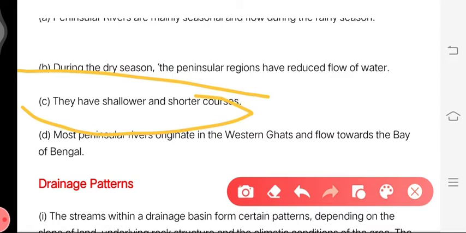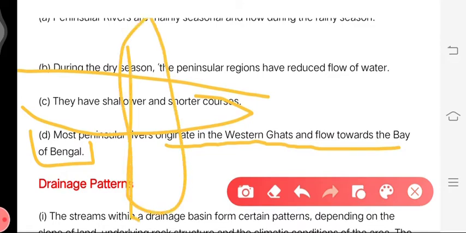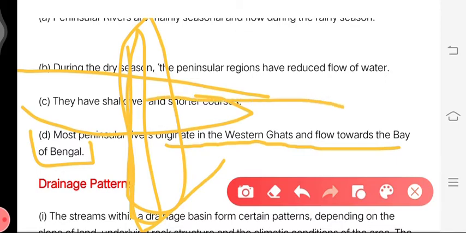Most peninsular rivers originate in the Western Ghats and flow toward the Bay of Bengal. It means most of the peninsular rivers originate from the western edges of the Western Ghats of India and flow toward the Bay of Bengal on the east side.